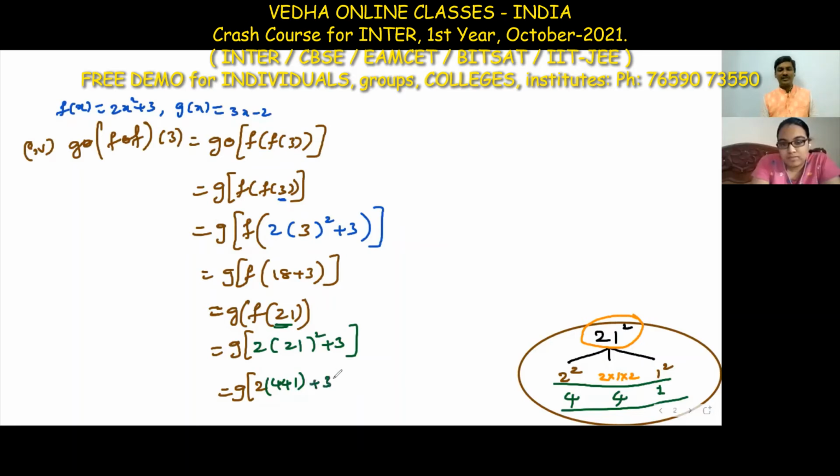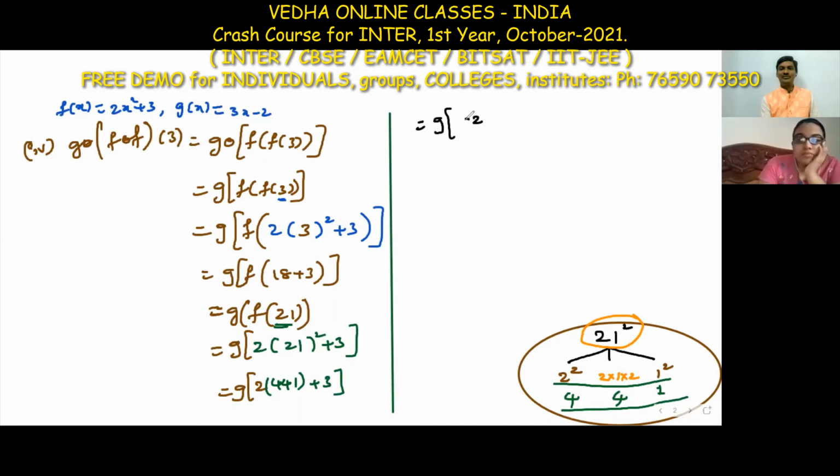Okay, so plus 3 is as usual. Now here, this is equals to g of 2 into 441. So multiply here. 2 ones are 2, 2 fours are 8, and 2 fours are 8. And plus 3 is as usual. G of 882 plus 3, 885. G of 885.